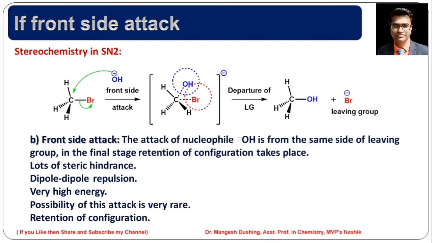It's very rare because of two factors: lots of steric hindrance and dipole-dipole repulsion. If suppose this attack is possible, then there will be retention of configuration. So R remains R, S remains S. So backside attack gives you inversion of configuration, while front side attack will give you retention of configuration.